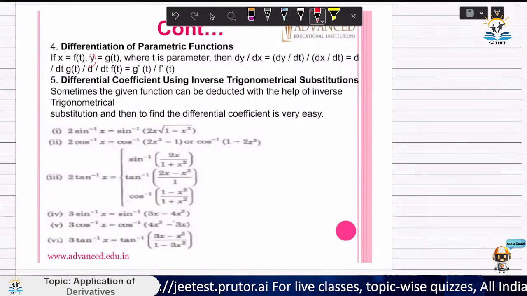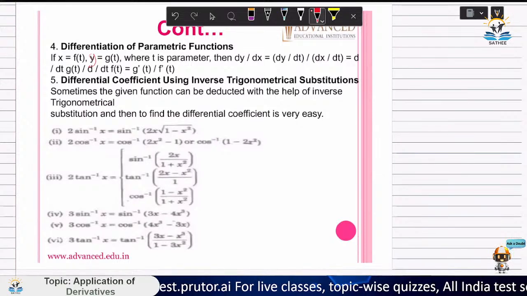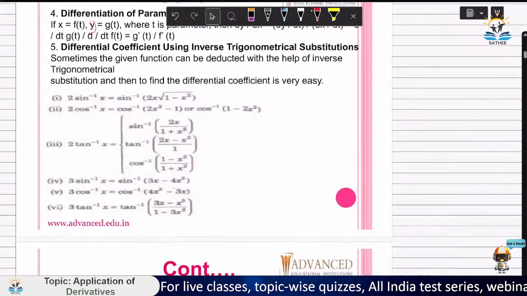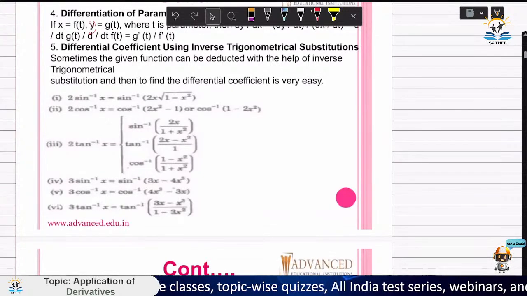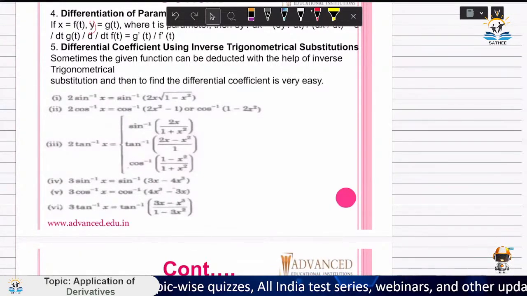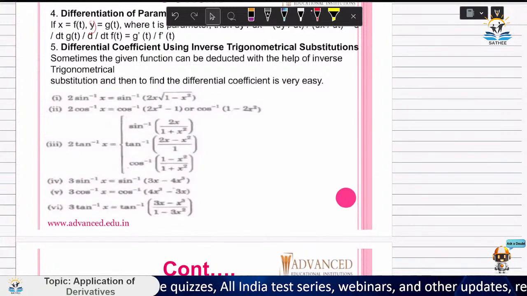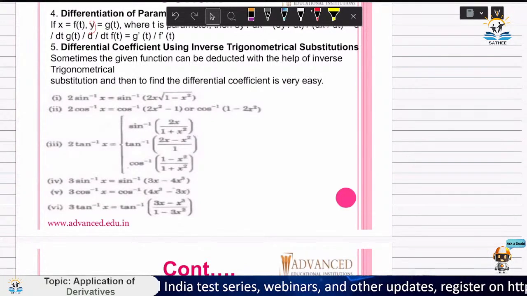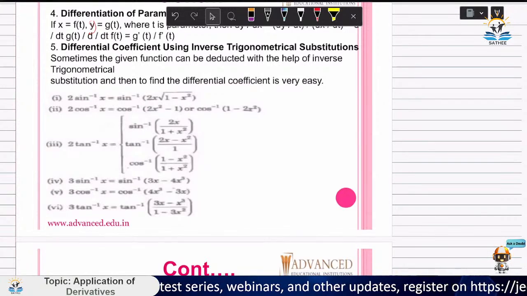You guys understood this? This is something very easy, and we can see a variety of applications of these in the future as well. So, the differential coefficient using inverse trigonometric substitution. Sometimes the given function can be deduced with the help of inverse trigonometric functions and their substitutions, right? So this is something that we can also remember.